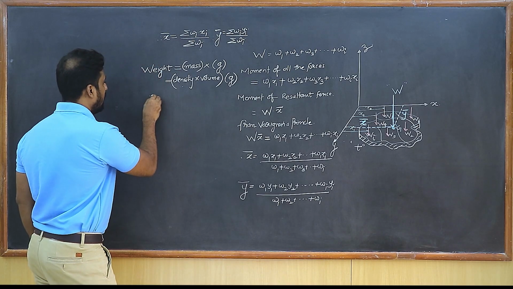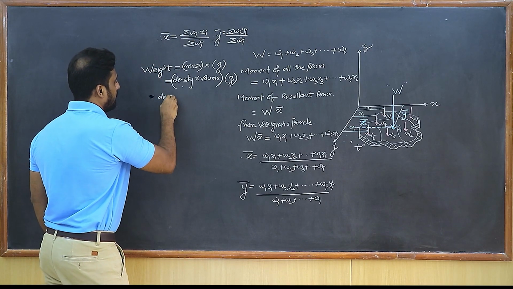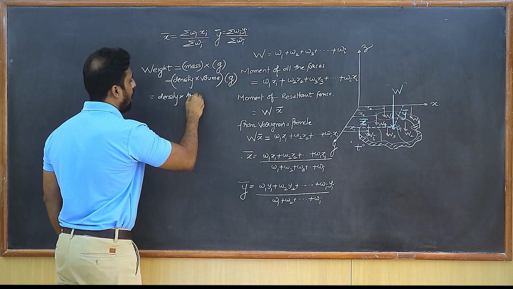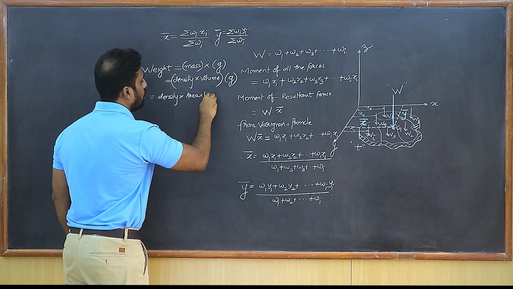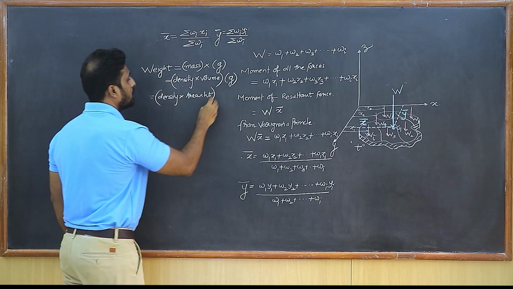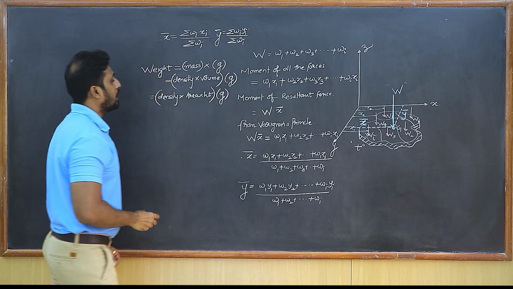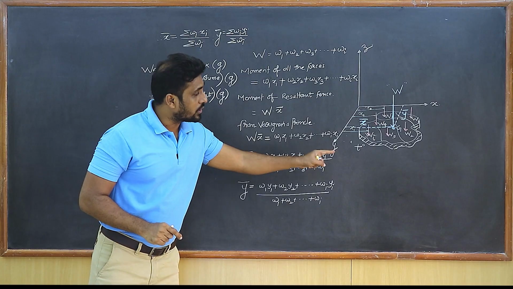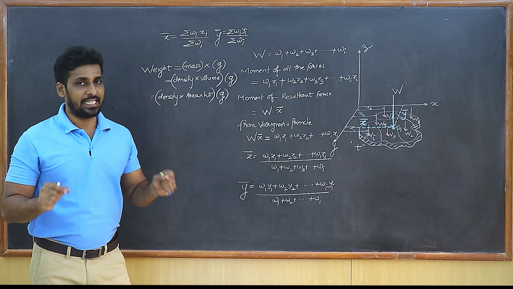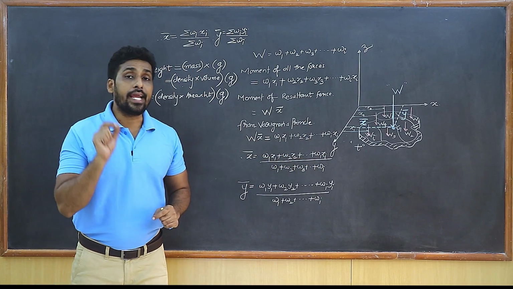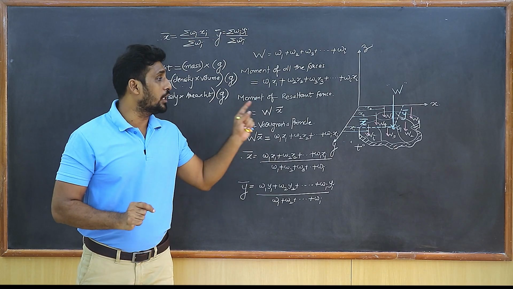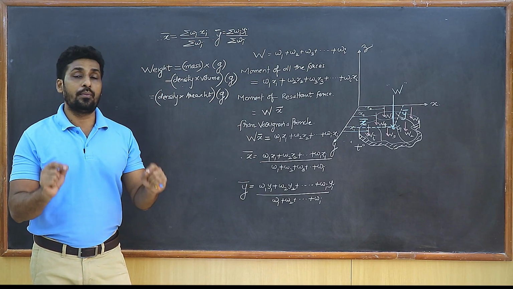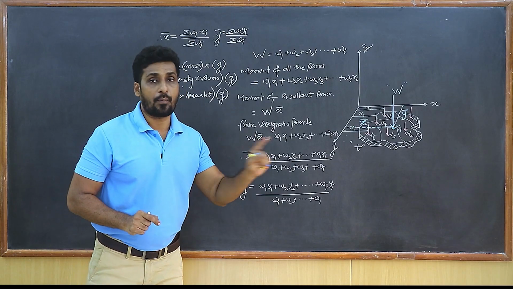So I can write here density into volume can be written as area of the base into the perpendicular height. This multiplies with the gravitational constant g. Now students, haven't I told that for all the particles which are present over here, density is uniform. We are taking density constant. It is a uniform or a homogeneous material. That means the density will remain constant for all the particles over here.